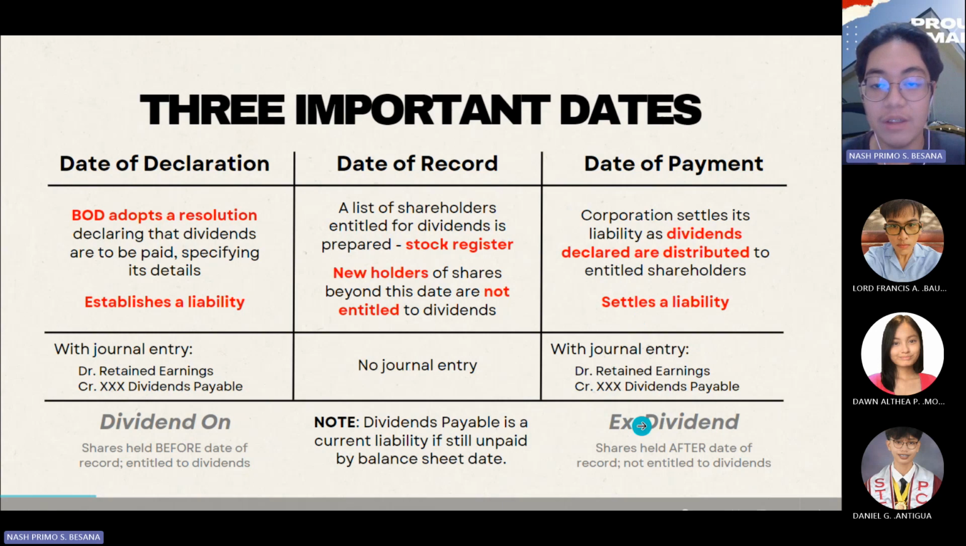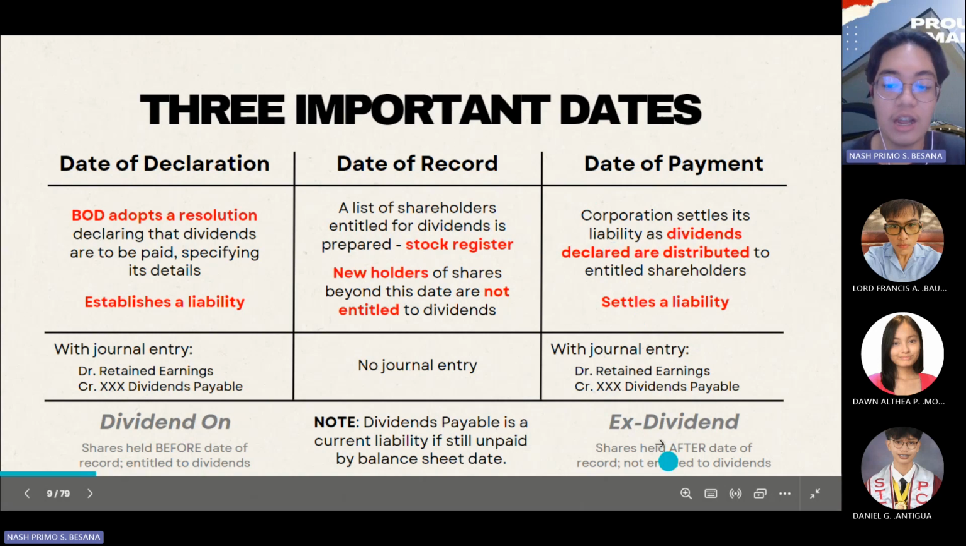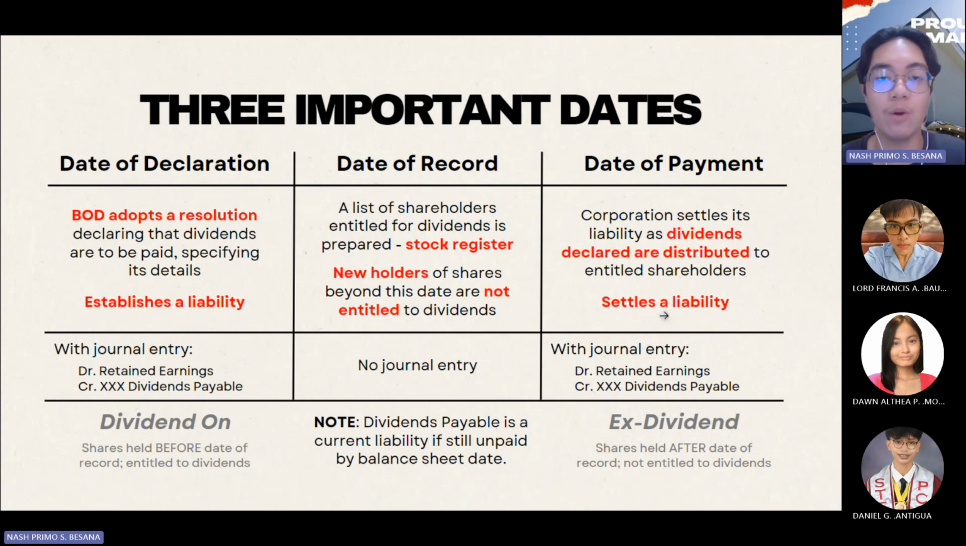So kapag ex-dividend siya, this includes shares held after the date of record. They are not entitled to dividends. So for example, ako, may binilhan ako ng shares, tapos natanggap ko lang yung shares after na nung date of record. But nalaman ko dun sa pinagbilan ko na nag-issue pala sila ng dividends way back the date of record nga.